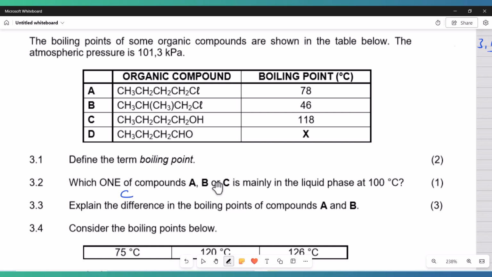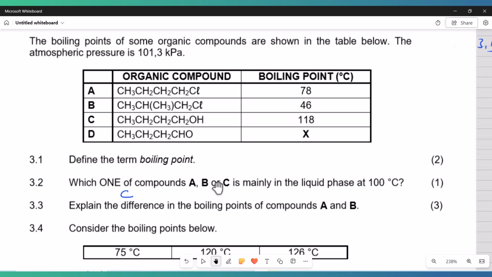Explain the difference in the boiling points of compounds A and B. If you look at compound A, it is linear. Compound B is branched. There's a branch here. Being linear, A has a larger surface area for intermolecular forces to act. So you're going to have stronger intermolecular forces in A as compared to B, and hence more energy to overcome these forces in A compared to B, and hence a higher boiling point in A than B.